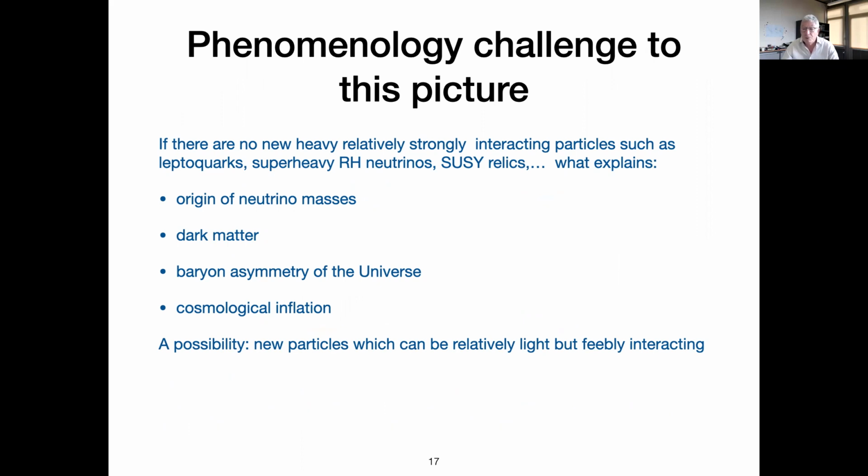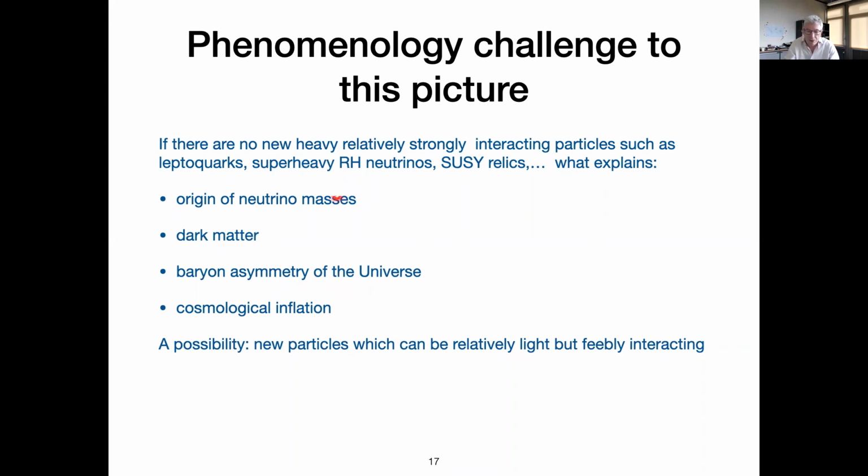decide what to do with the phenomenological challenges to this picture. If we say that there is just the standard model and just gravity, then in this type of theory there are no new heavy, relatively strongly interacting particles, such as leptoquarks. Then we can ask ourselves: the standard model is not complete. Theoretically it's fine, but experimentally it's missing several pieces. It cannot explain the origin of neutrino masses, there is no dark matter, the baryon asymmetry of the universe is not explained, and there is cosmological inflation.